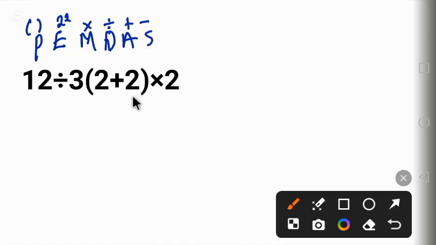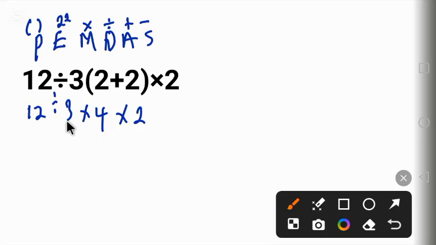So in this equation, we begin with this parenthesis. 2 plus 2 will give us 4. So we have 12 divided by 3 times 4 times 2. Next, we are going to work division before multiplication because division came first from the left.